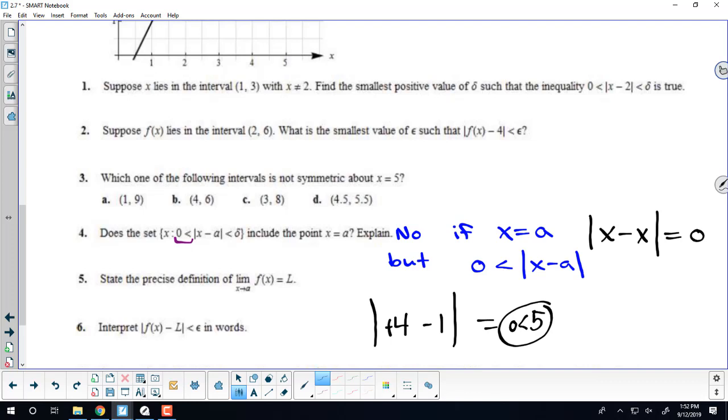And that absolute value statement also gives us the ability to approach from the left and the right, because we're doing this simultaneously. So that's from the absolute value. Did that answer your question? Yeah.